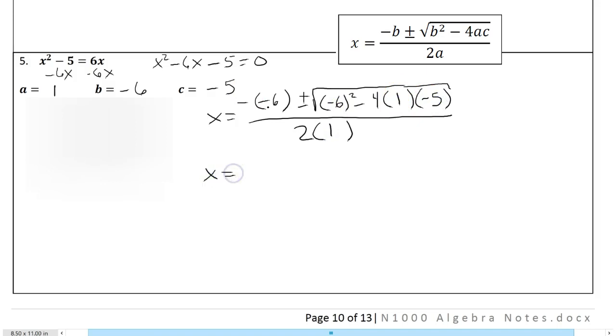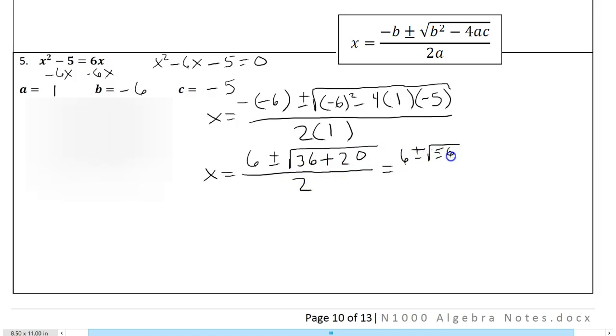Thus we have x equals +6 plus or minus the square root of 36 plus 20, all divided by 2. This is 6 plus or minus the square root of 56 divided by 2. The square root of 56 can be simplified. The square root of 4 times the square root of 14, which equals 2 times the square root of 14. Thus we have 6 plus or minus 2 times the square root of 14 over 2.